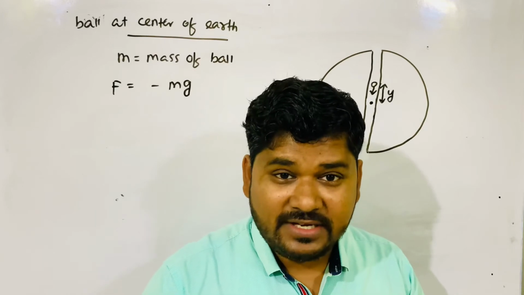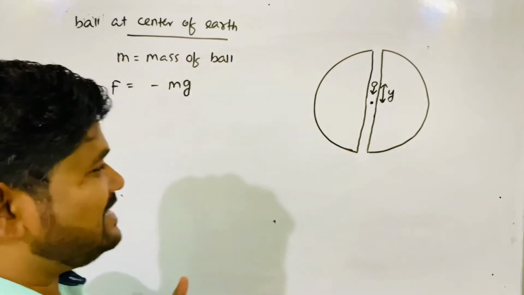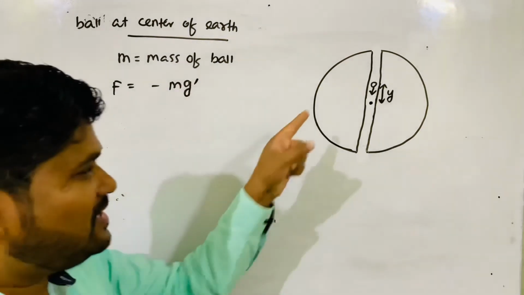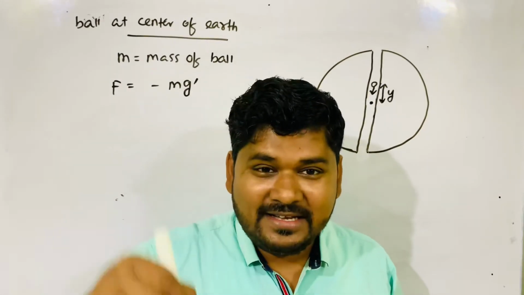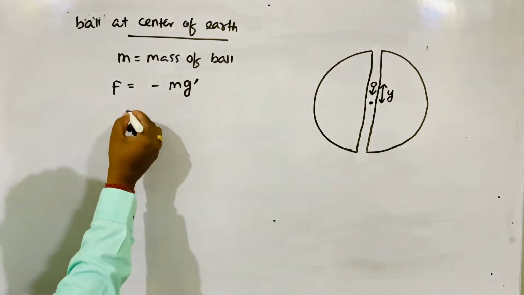It will not be g. Why? Because g changes now. It is g dash, because you are now inside the earth. Gradually the g value decreases and becomes 0 at the center. It is not g, it is g dash.